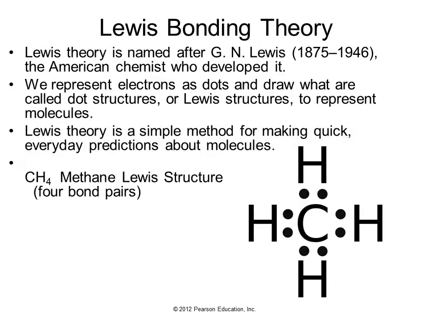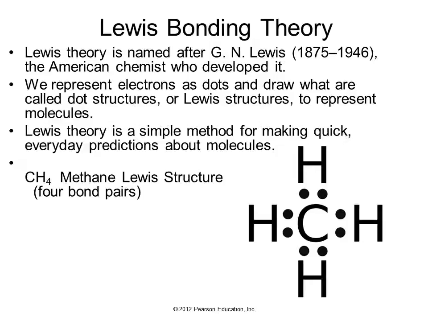The Lewis bonding theory is named after G.N. Lewis, who was an American chemist, and he developed it. We simply represent electrons as dots, and we draw what are called dot structures or Lewis structures to represent molecules. Lewis theory is a simple method for making quick everyday predictions about molecules. For example, this is the Lewis structure of methane.